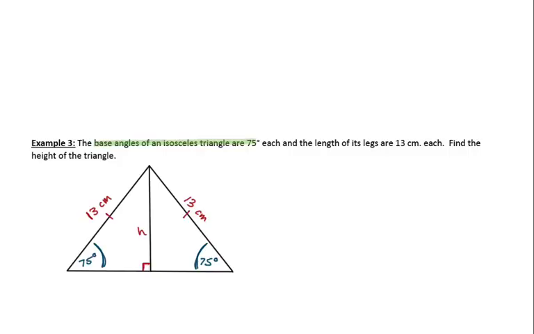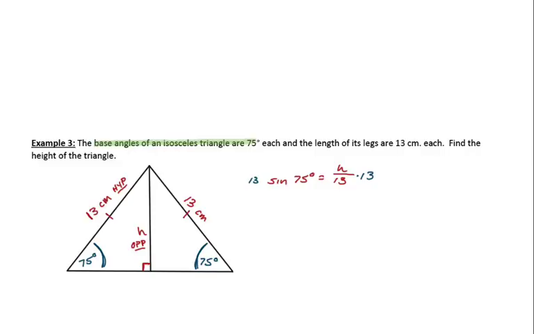So at this point we have to decide what trig function we want to use to relate the sides and the angle of the right triangle that I'm looking at. So if I have a 75-degree angle, h would be the side opposite and 13 would be the hypotenuse. So the trig function that I would use would be sine. So sine of 75 degrees would be equal to h over 13. And that would be, again, the opposite side over the hypotenuse.